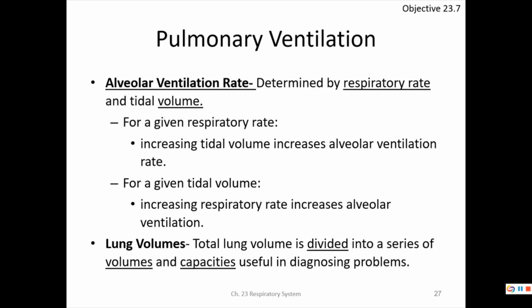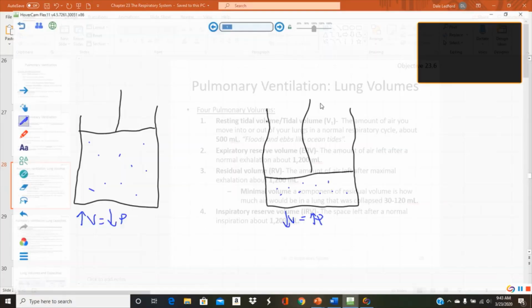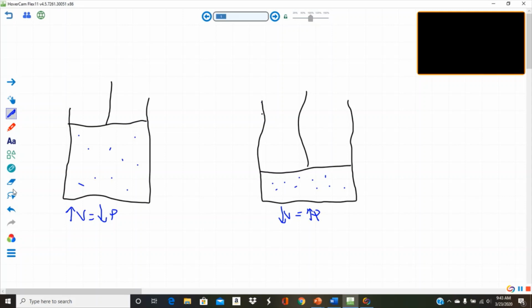Now, our goal here is to understand that we have volumes and we have capacities. Volumes are measured, capacities are calculated. So volumes are measured, capacities are calculated. To help you guys understand them, I do a drawing of this.